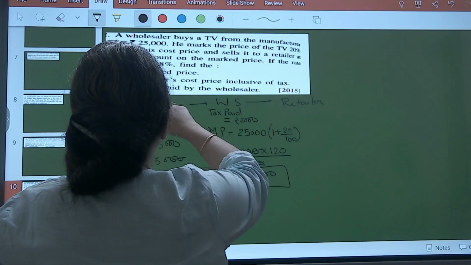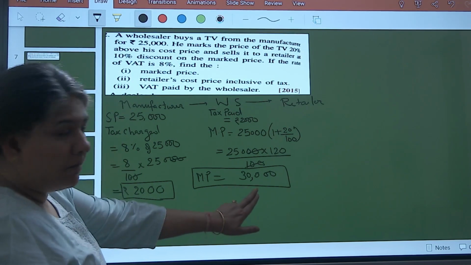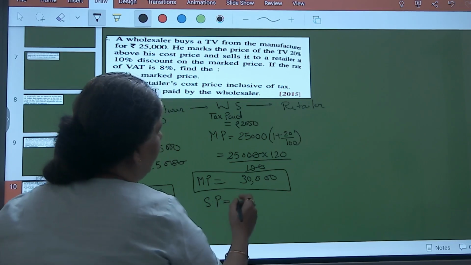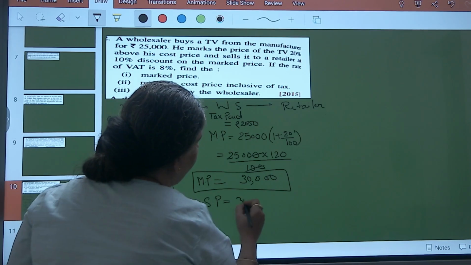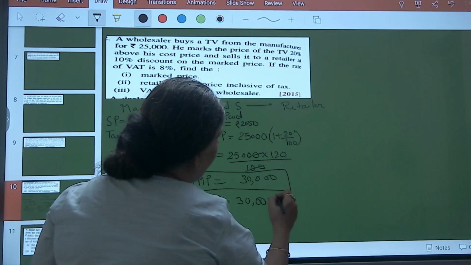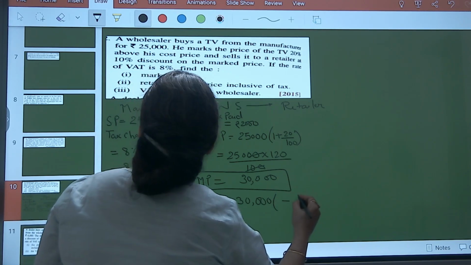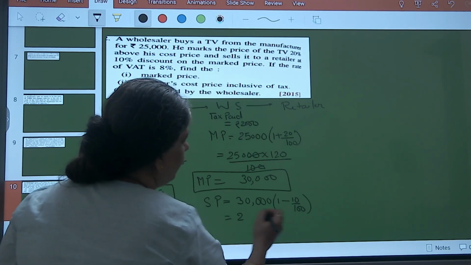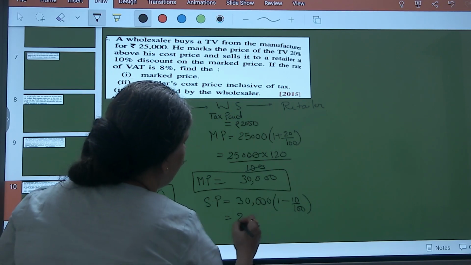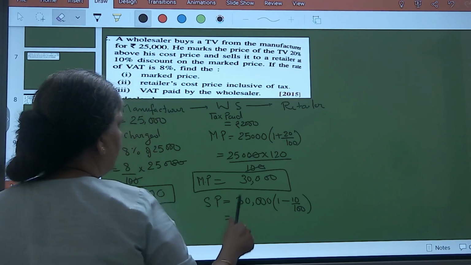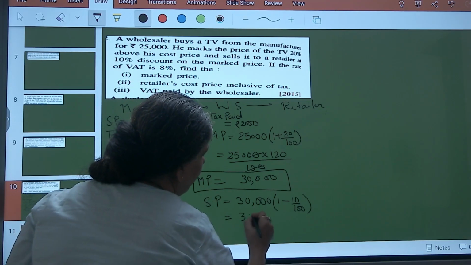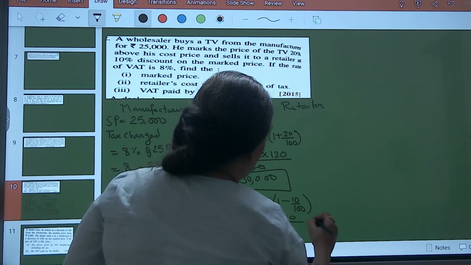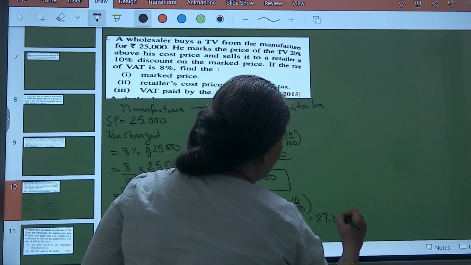And he sells it to the retailer at a 10% discount on the mark price. So he is giving 10% discount on this 30,000, that is 1 minus 10 upon 100. On solving you will get 27,000. So let me solve it. See, 30,000 into 90 upon 100. So this comes out to be 27,000.